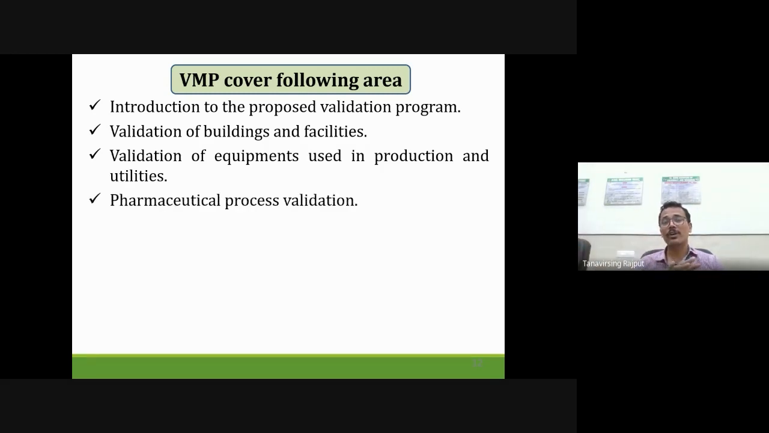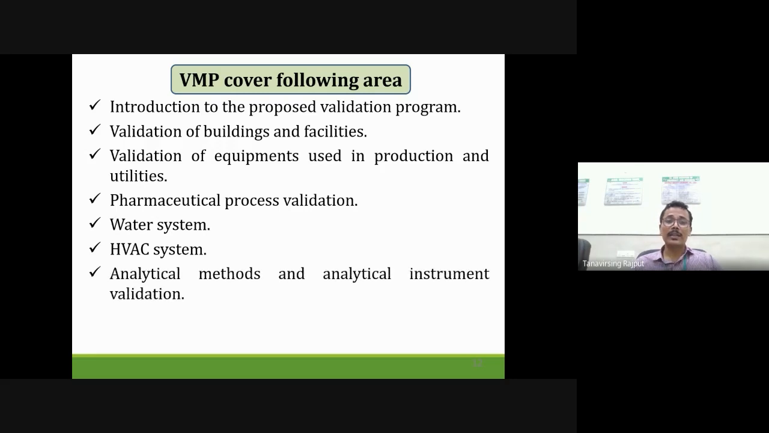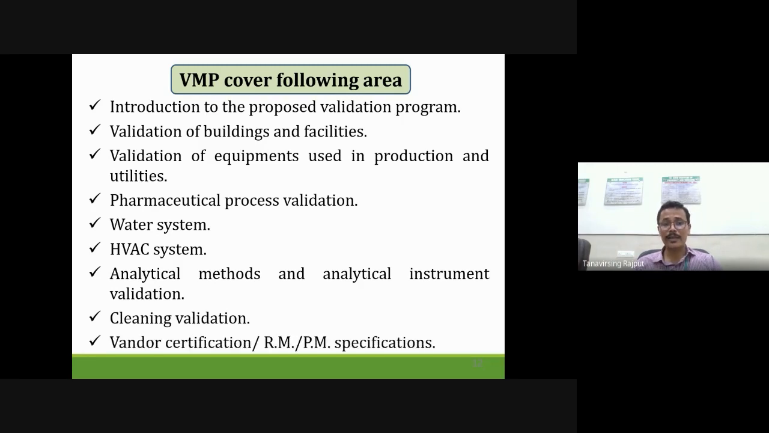Pharmaceutical process validation, we already discussed. Whatever process we implement for manufacturing must be validated, and all of that comes under this validation master plan. Water system, we know. HVAC system, heating, ventilation, air conditioning system. Then analytical methods and analytical instrument validation, that is accuracy, precision, ruggedness, robustness, all these come under the validation master plan. Cleaning validation and vendor certification, raw material and packaging material specification, all are included or covered under this validation master plan.